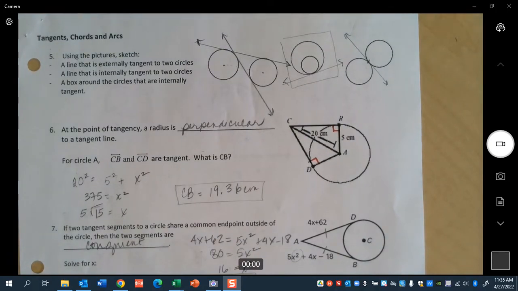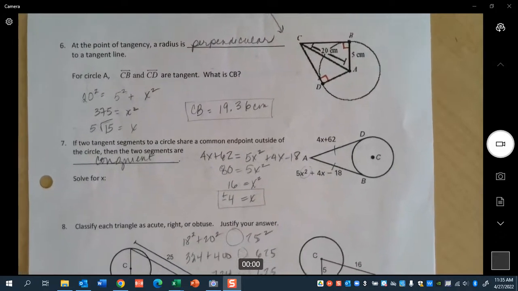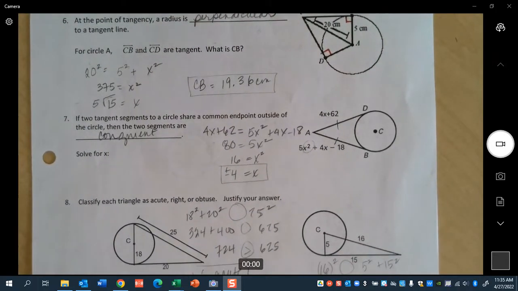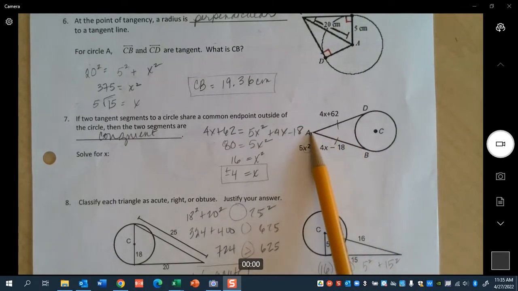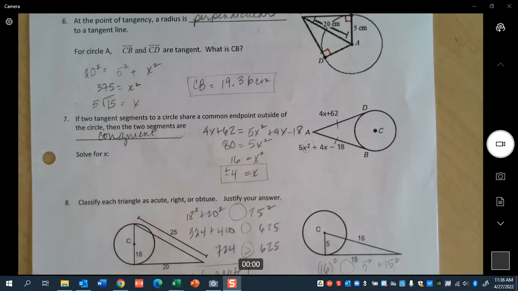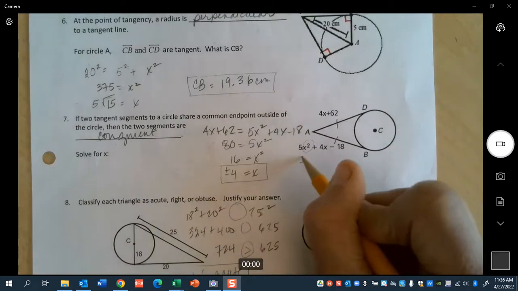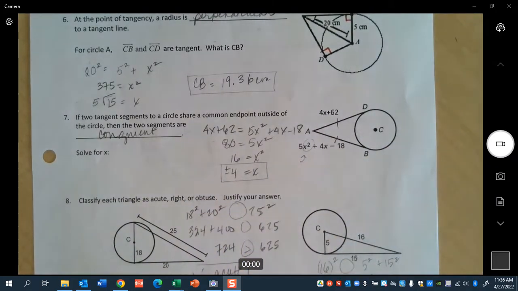Radii are perpendicular to every point of tangency. So we're going to be doing lots of Pythagoras. 2 tangents coming from a circle to an external point are always going to be congruent. Don't forget when you take the square root, plus or minus. And then I went ahead and plugged in both the positive and the negative 4, and I still get 2 positive answers. So both of those answers were legit.